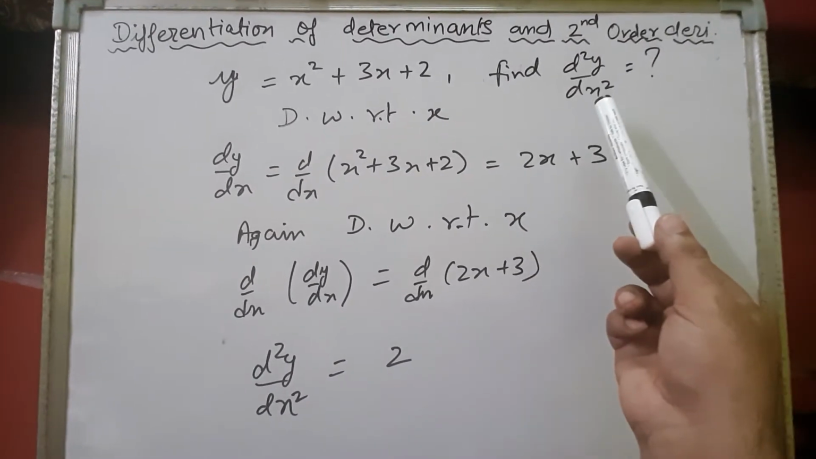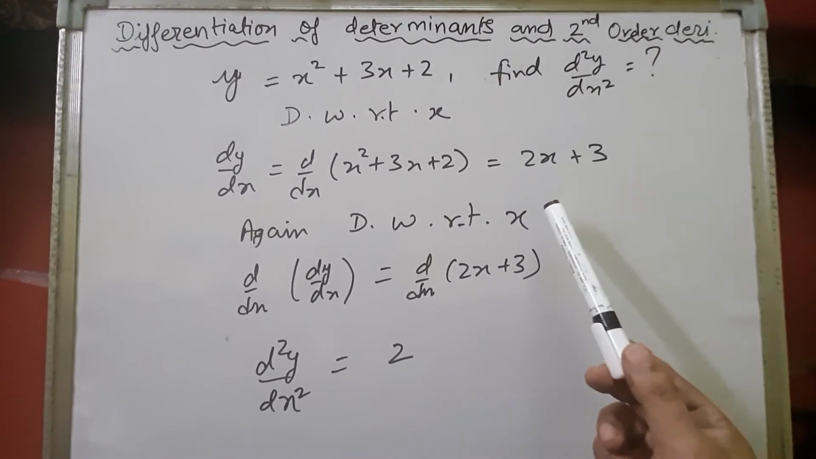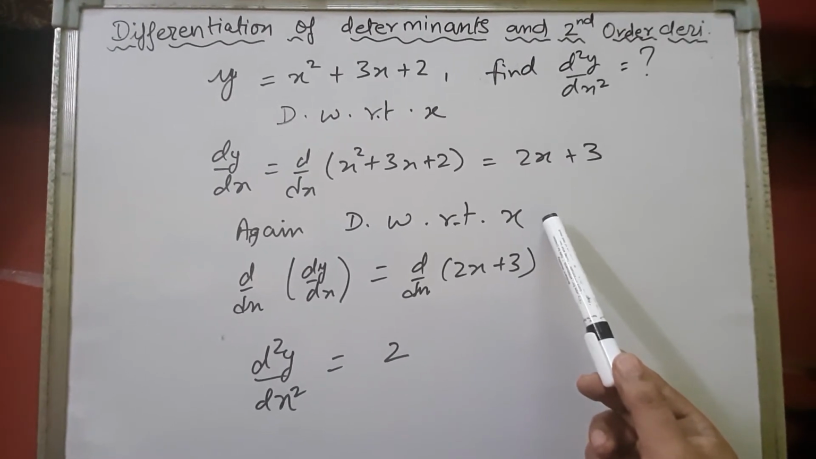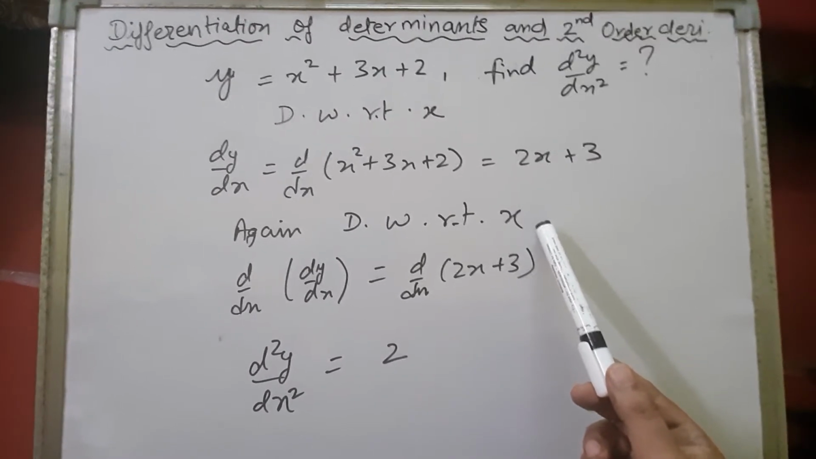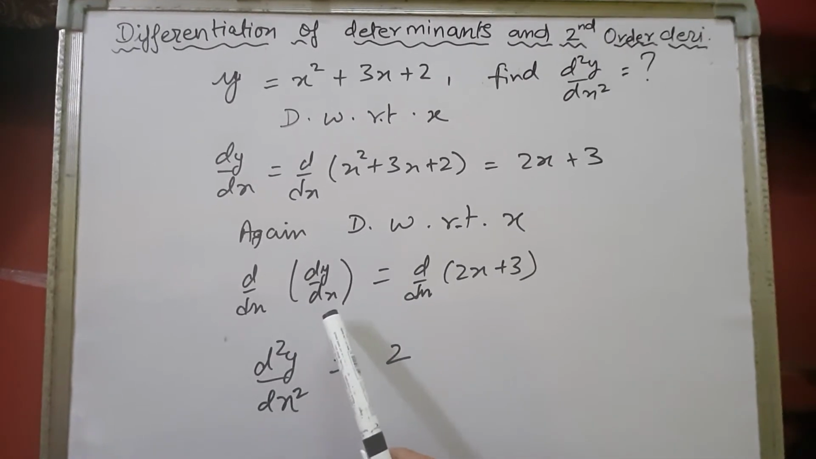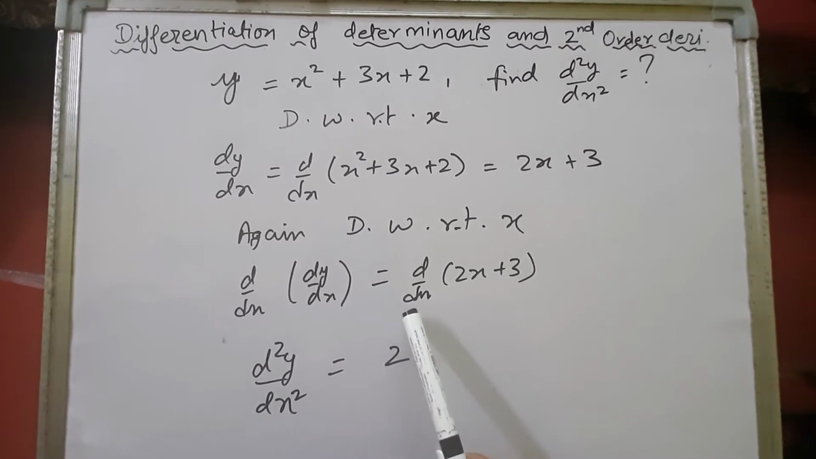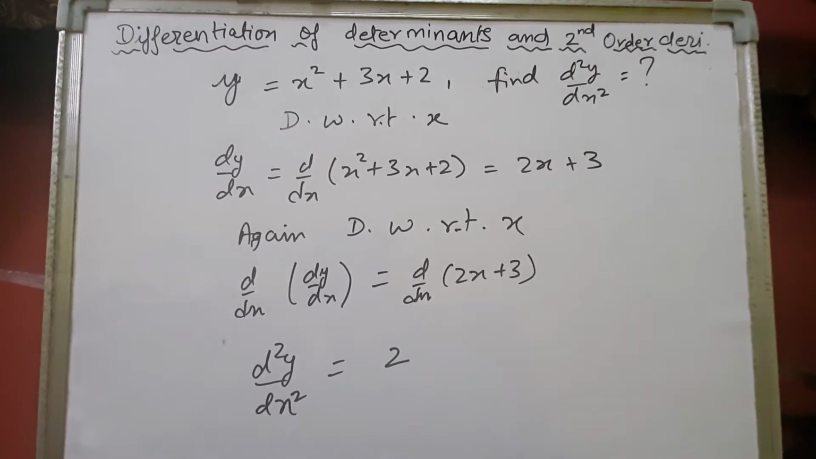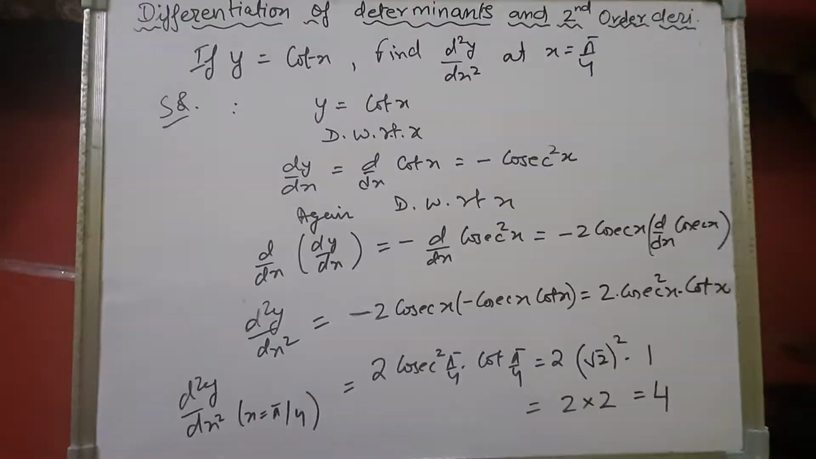Now we have to calculate the value of d2y by dx2. So we'll differentiate dy by dx again with respect to x. That means d by dx of dy by dx equals d by dx of 2x plus 3. So d2y by dx2 will be 2. Right, children? Note down, please.